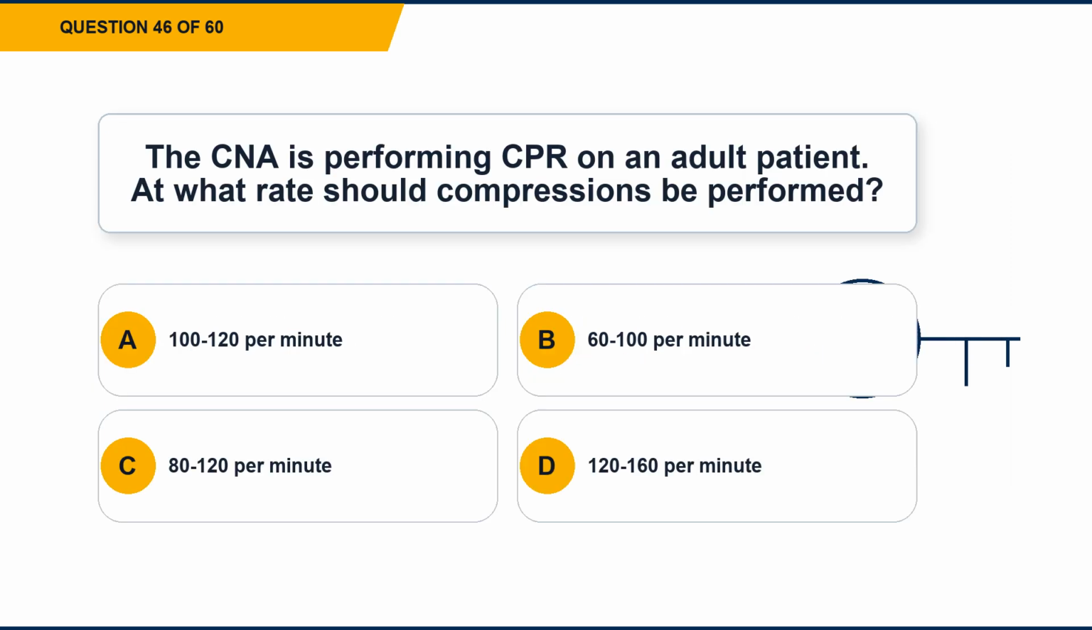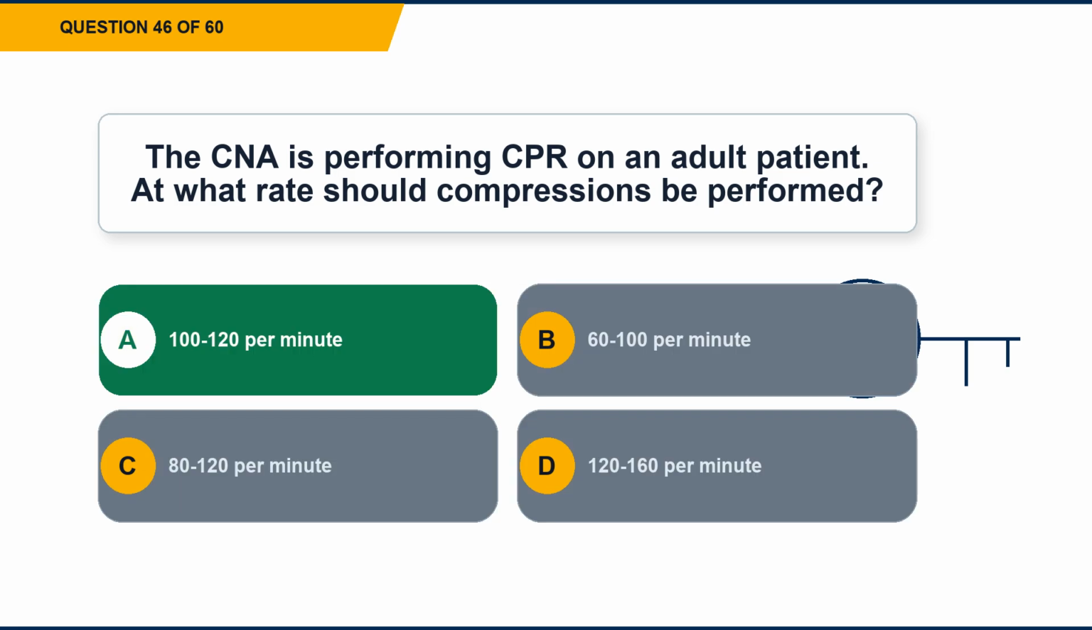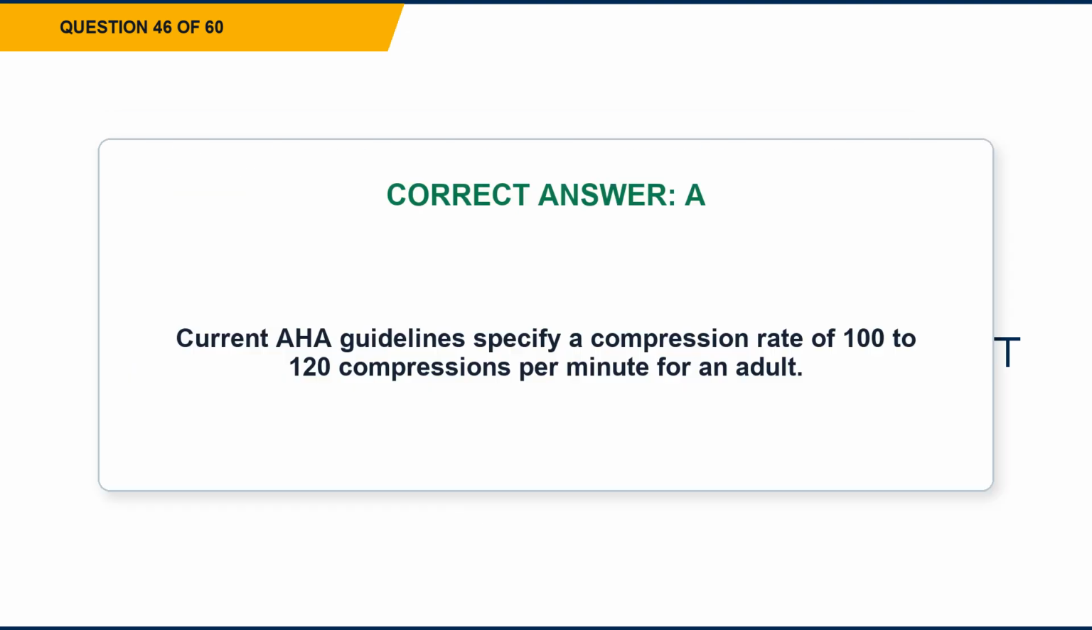Question 46. The CNA is performing CPR on an adult patient. At what rate should compressions be performed? Option A, 100-120 per minute. Option B, 60-100 per minute. Option C, 80-120 per minute. Option D, 120-160 per minute. The correct answer is option A, 100-120 per minute. Explanation. Current AHA guidelines specify a compression rate of 100 to 120 compressions per minute for an adult.